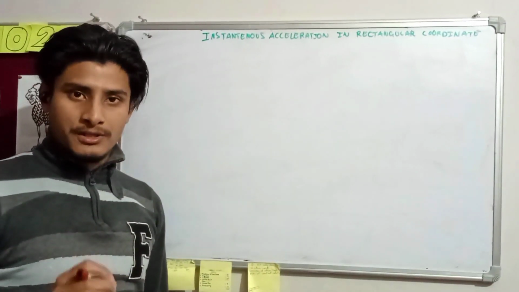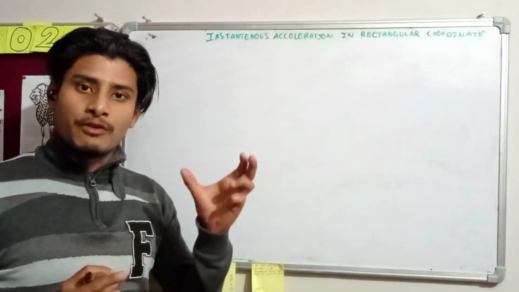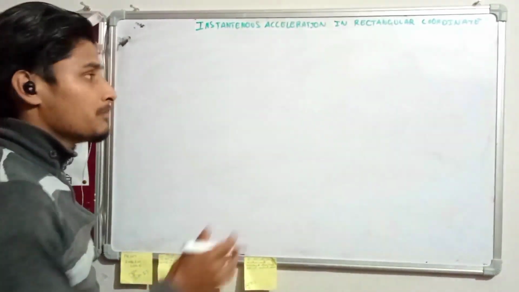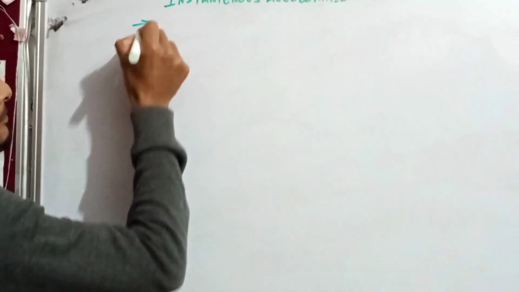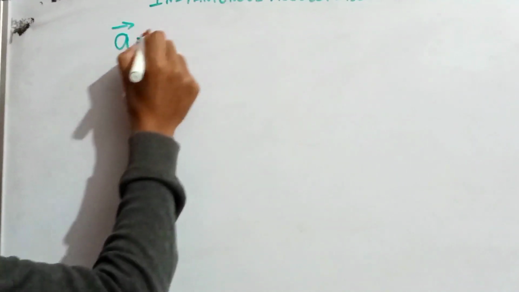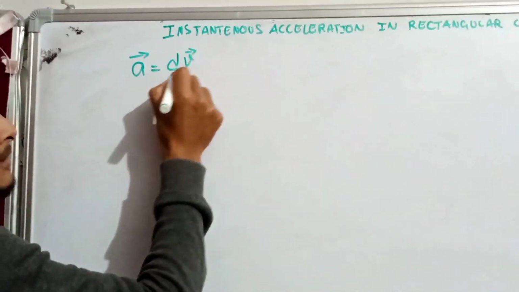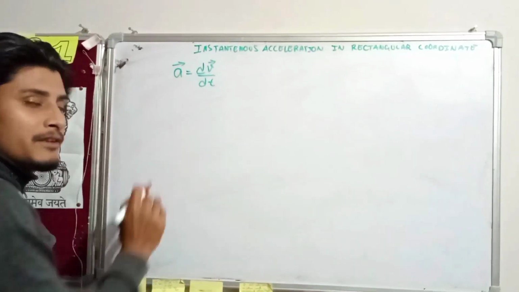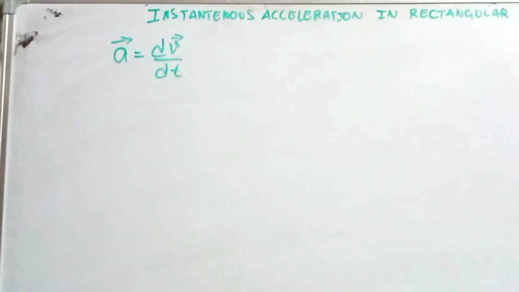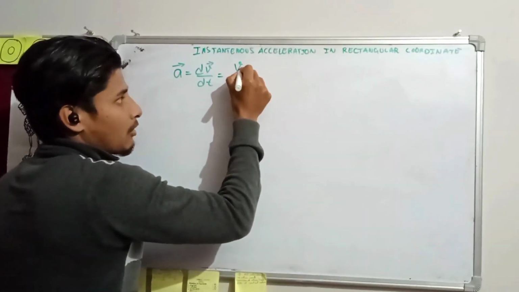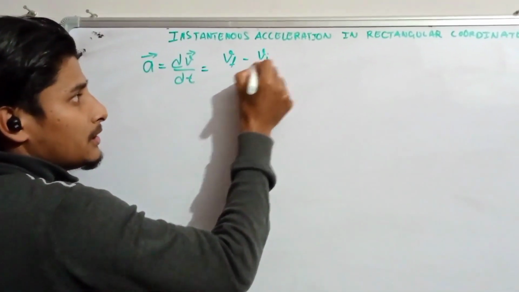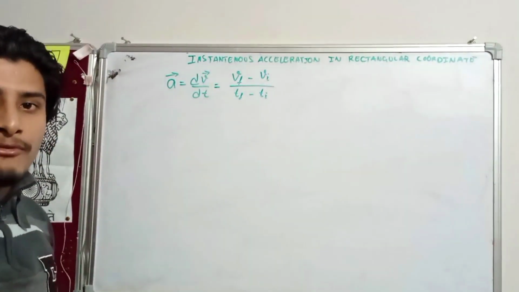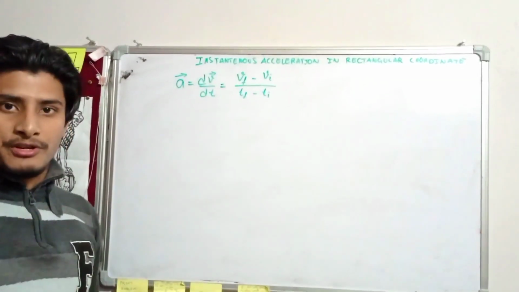rate of change of velocity with respect to time. It means change in velocity with respect to the change in time, right? Okay, the formula for the instantaneous acceleration as a vector is a equals dv vector divided by dt. As you can see, dv is the change in velocity and dt is the change in time. You can also write this as velocity final minus velocity initial divided by time final minus time initial. So this is the basic formula of your instantaneous acceleration, right?